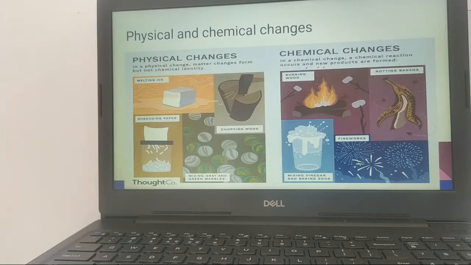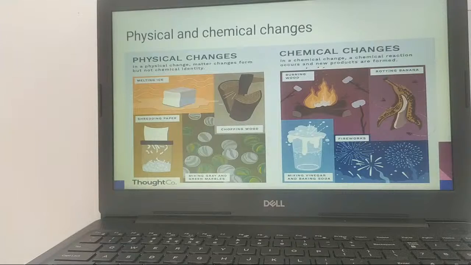Then, examples of chemical changes. In chemical change, a chemical reaction occurs and new products are formed. As you can see in the examples here, I gave the example of burning of wood or paper, and you have understood also now that cellulose is the main component present in the wood, which is actually burning, and when it is burning, it is forming carbon dioxide and water vapor. These are the two new substances which are formed.